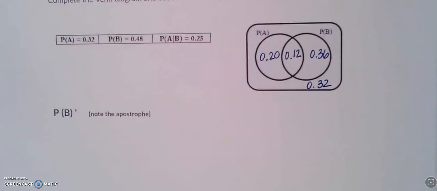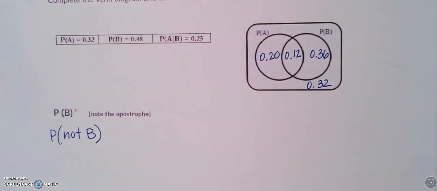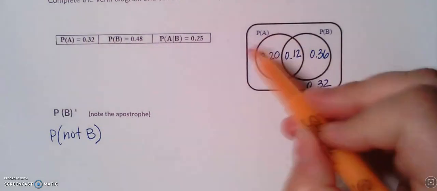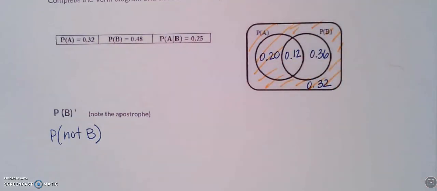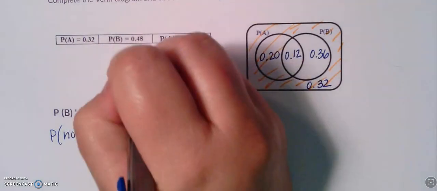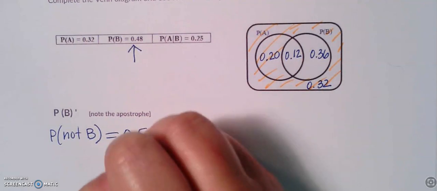Now, the question you were asked here is, what's the probability of not being in B? What is the probability of not B? That's what the apostrophe tells me. The probability of not being in B is everything that is outside the B circle. The easiest way to figure that out is, we were told the probability of being in the B circle is 0.48. So the probability of not being in the B circle is 0.52.